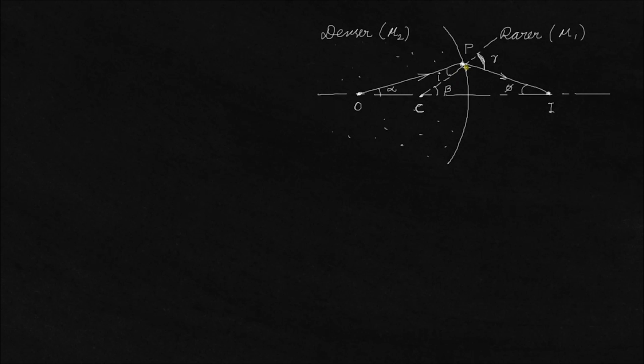Now let me drop a perpendicular from P to the line through OI. Usually we call this the principal axis, and let me take that point as E. Let this point be F. E and F are almost the same, that is, we can take EF approximately equal to 0, that is, E and F almost coincide. So to make it a triangle, you have to drop a perpendicular.